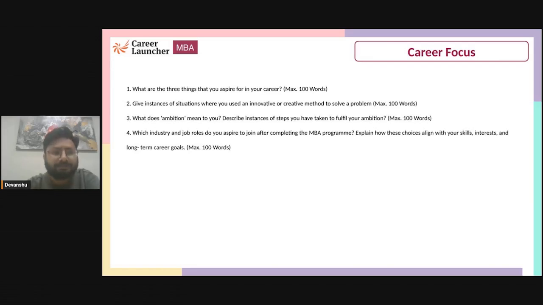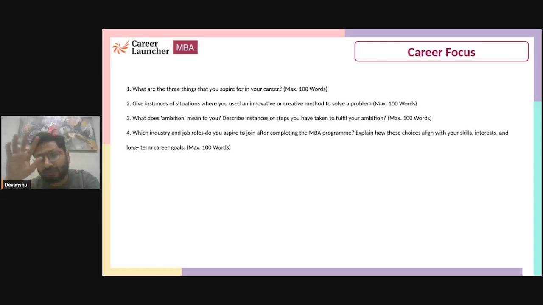Then the fourth one, which industry and job roles do you aspire to join after completing the MBA program? Explain how these choices align with your skills, interests, and long-term career goals. So it will be very difficult to confine this particular answer in 100 words. Because there are three different parts of it.